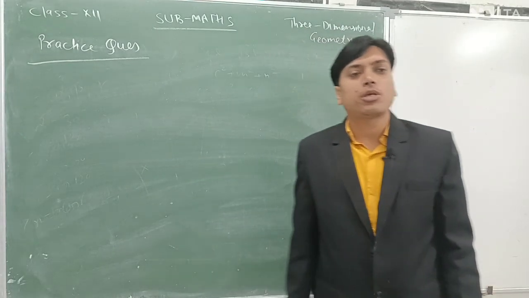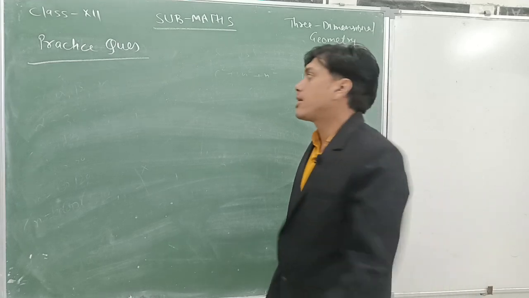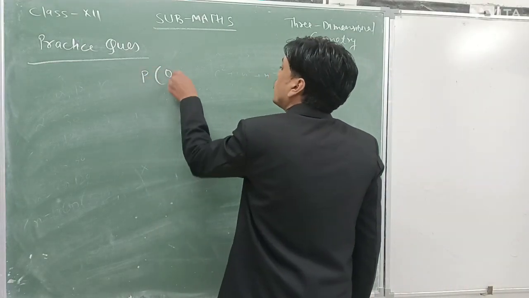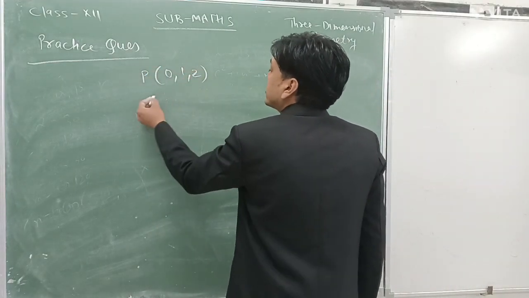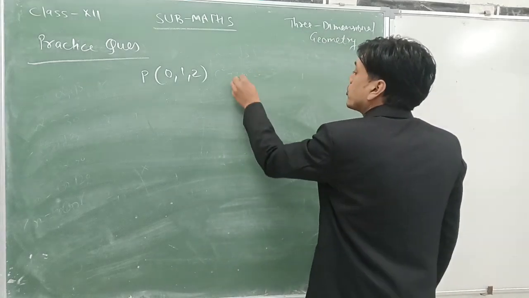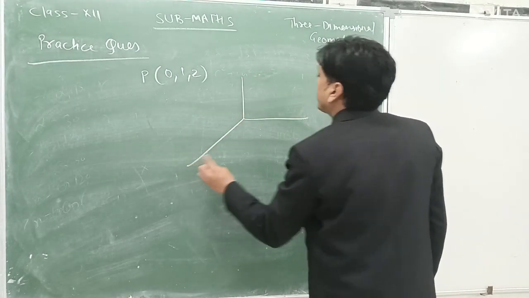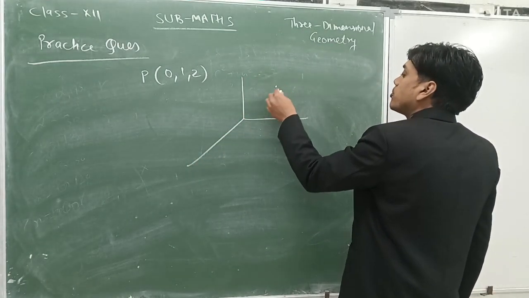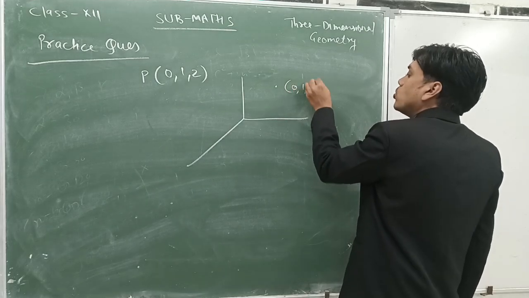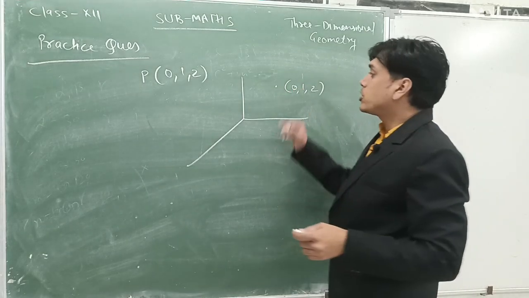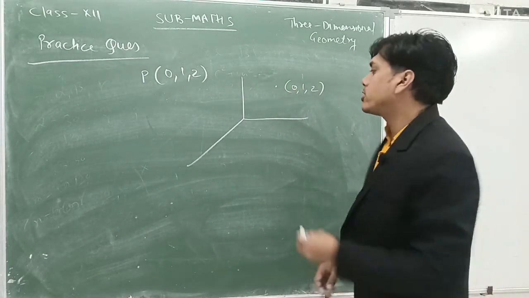So the next question is: the coordinates of the foot of perpendicular drawn from the point 0, 1, 2 on the x-axis are given. Suppose a point is given 0, 1, 2, and we are drawing the foot of perpendicular on the x-axis. So what will be the foot of perpendicular? Suppose this is the point 0, 1, 2. What are the coordinates of this point?